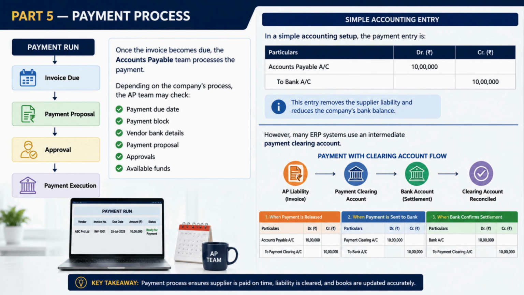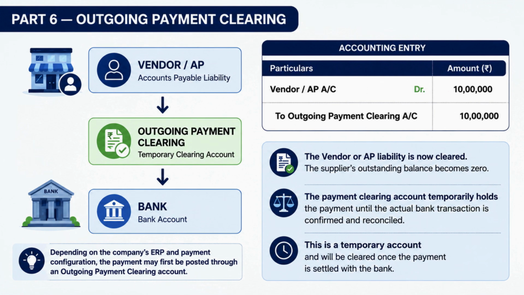However, many ERP systems use an intermediate payment clearing account. Let's understand that flow. Depending on the company's ERP and payment configuration, the payment may first be posted through an outgoing payment clearing account. The vendor or AP liability is now cleared. The supplier's outstanding balance becomes zero. The payment clearing account temporarily holds the payment until the actual bank transaction is confirmed and reconciled.